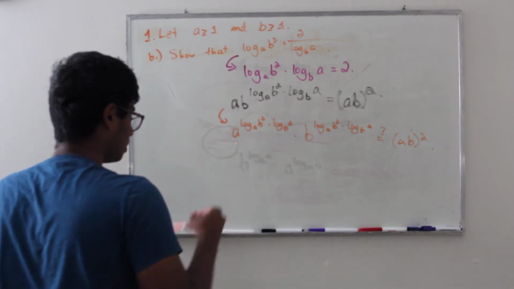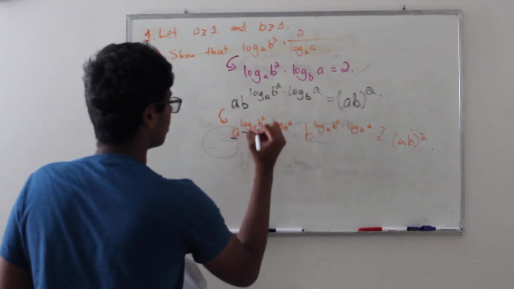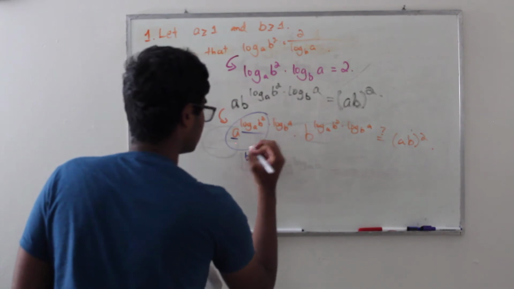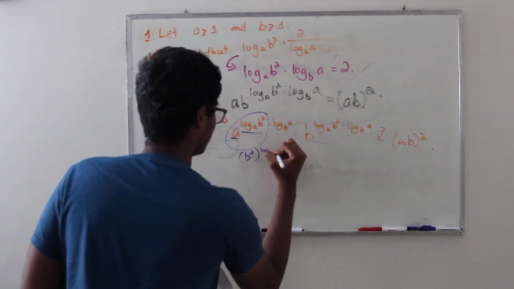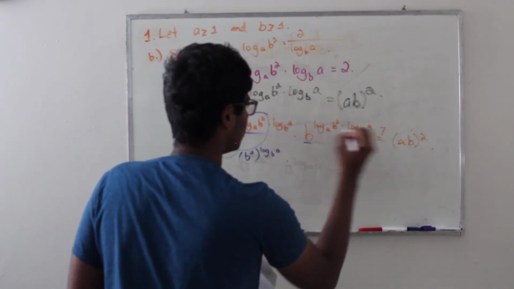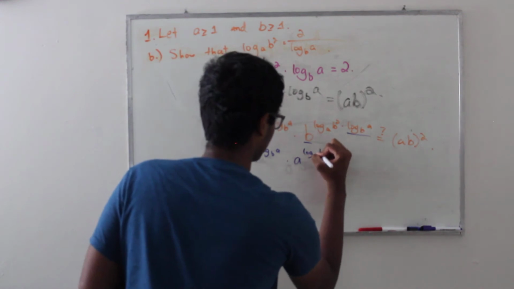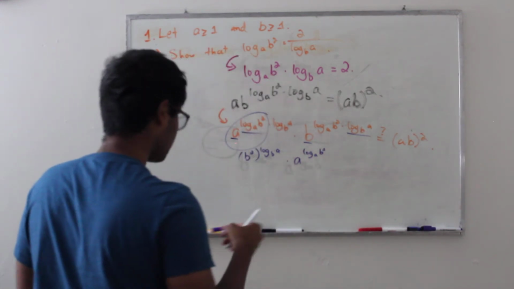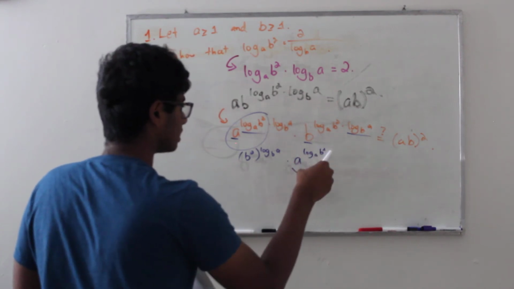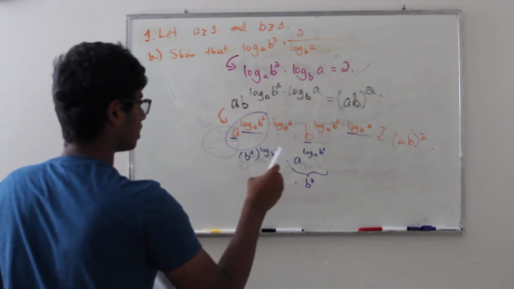So we have A to the log base A of B squared, all of this is just B squared, and then to the power of log base B of A, so B to the log base B of A, that's A. So now we know that A to the log base A of B squared is just B squared, and B squared to the log base B of A.